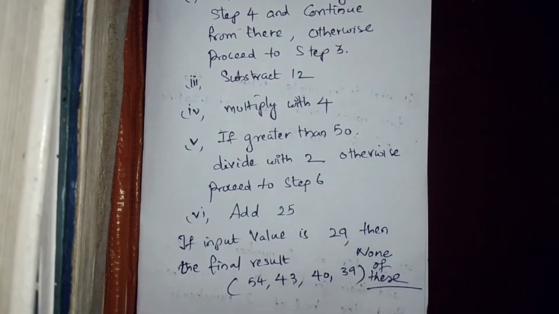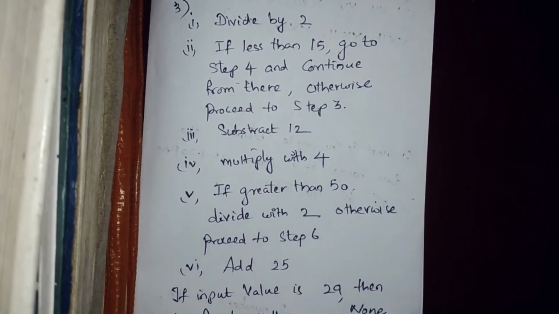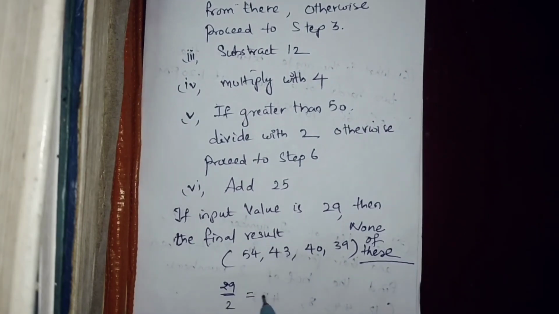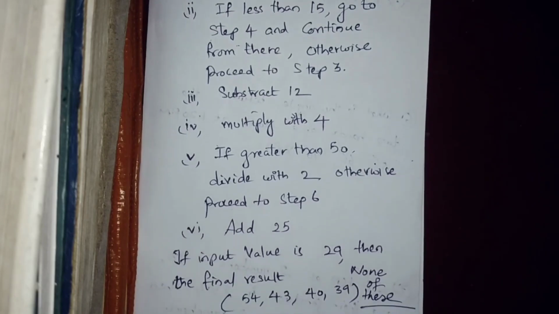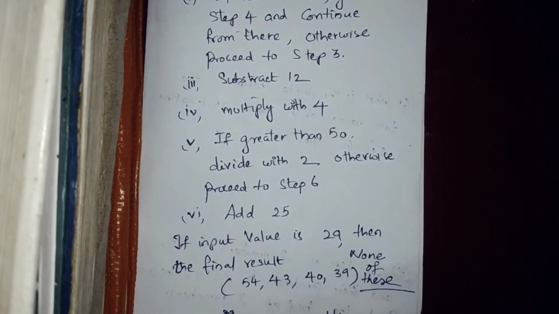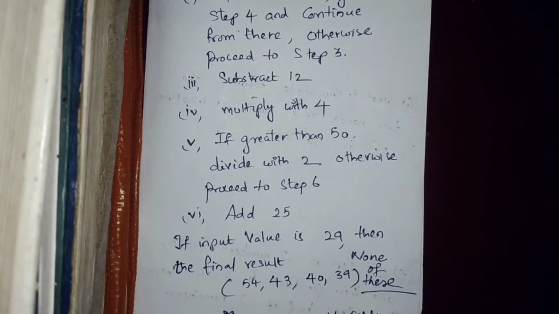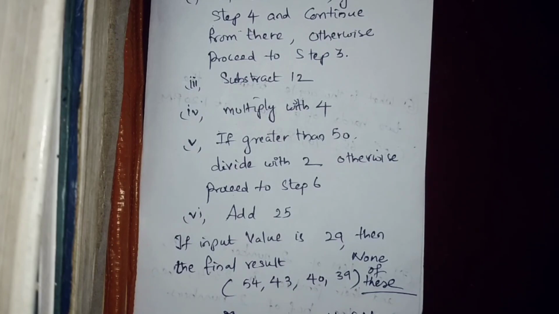So the input value is 29. What do we say in the first step? Divide by 2. 29 by 2 is 14.5. Step 2, if we get less than 15, go to step 4 and continue. So it is less than 15. Because it is less than 15, we are going to step 4, that is 14.5 into 4, multiply by 4. That is 14 4s are 56 and 2, 58. 14 and a half into 4 is 58.